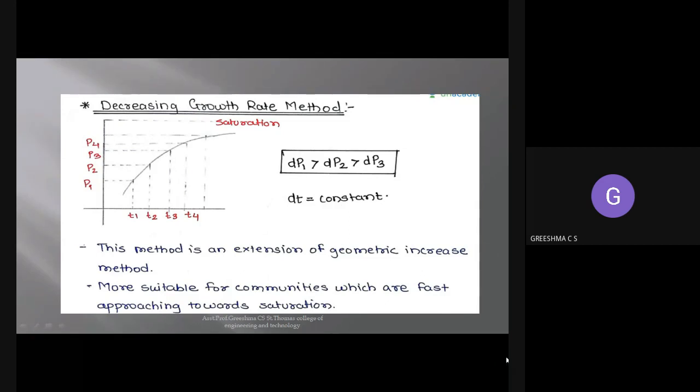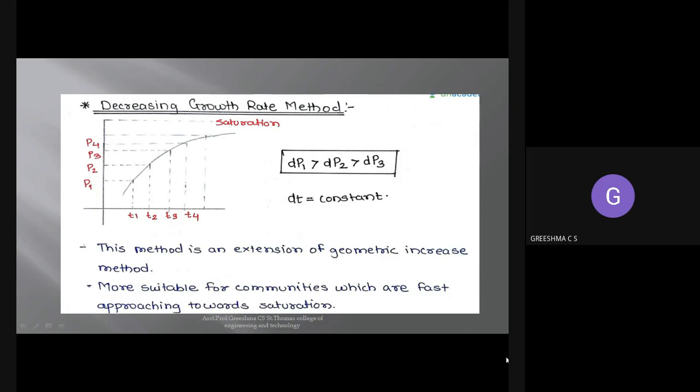Okay, students, so we were discussing the popular different methods of population calculation. We're studying the decreasing rate of population. So how will you calculate the population using the decreasing rate method?